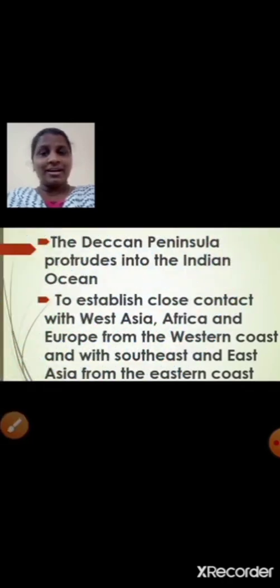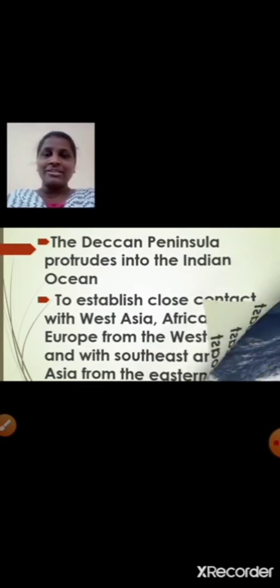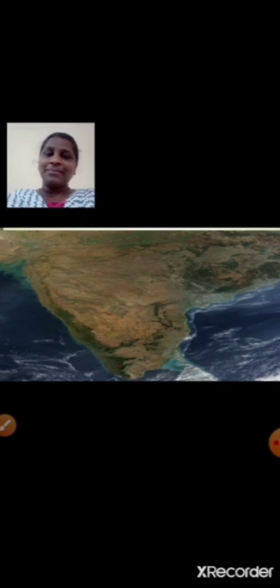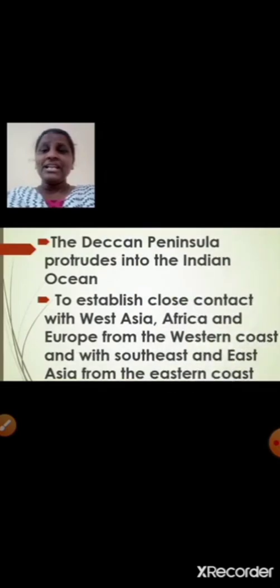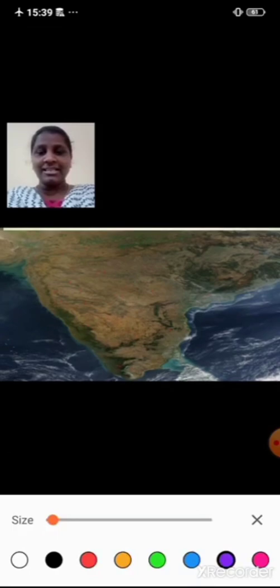The Deccan Peninsula protrudes into the Indian Ocean. Students, what do you mean by protrudes? Yes, to extend from a surface or a boundary. Have a look over here, students. You can understand here. The peninsula. I had already explained to you about the peninsula, the landmass that is surrounded by water on 3 sides. So here the Deccan Peninsula protrudes into the Indian Ocean. Can you see, students? The Deccan Plateau extends towards the Indian Ocean. Here we have the Indian Ocean towards the south.